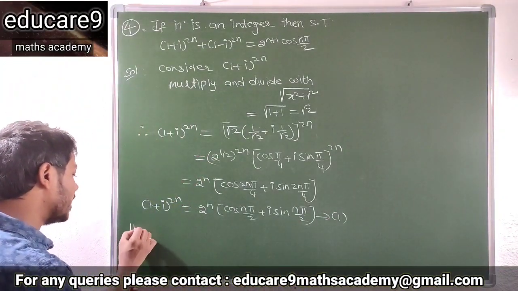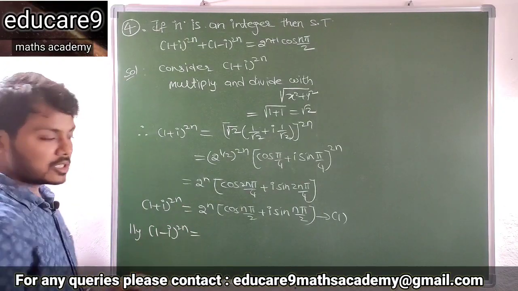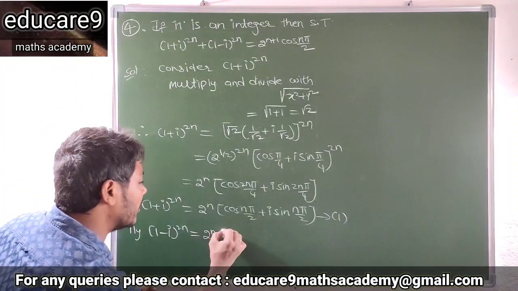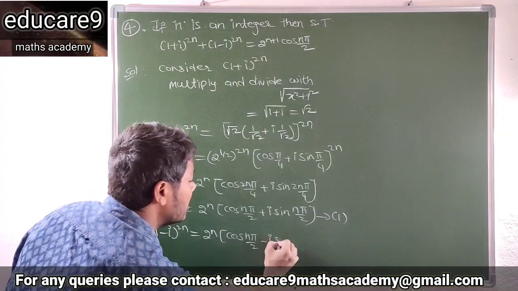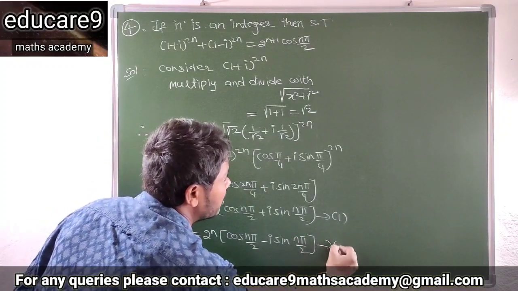And similarly (1 - i) whole to the power of 2n value. So write in between minus. So that is 2 to the power of n into (cos n pi by 2 - i sin n pi by 2). So this is equation 2.